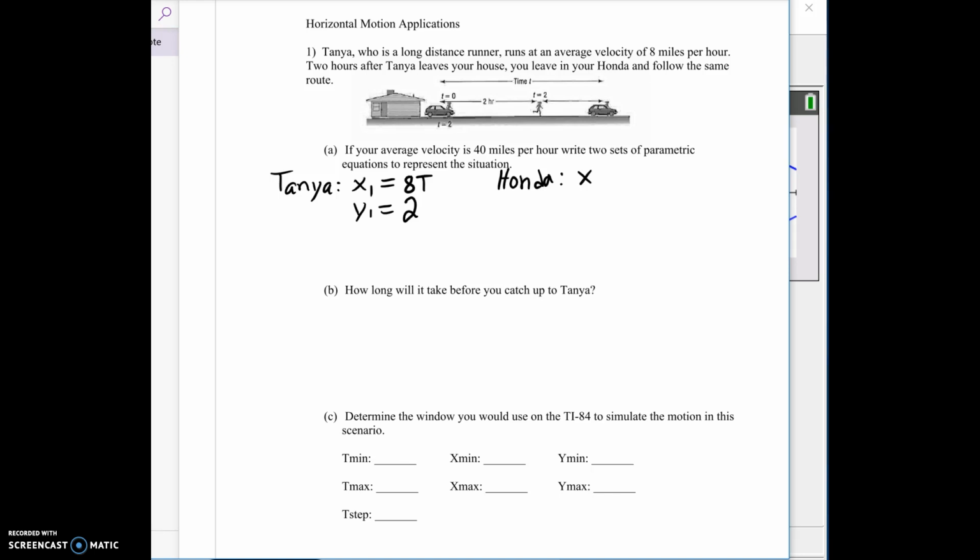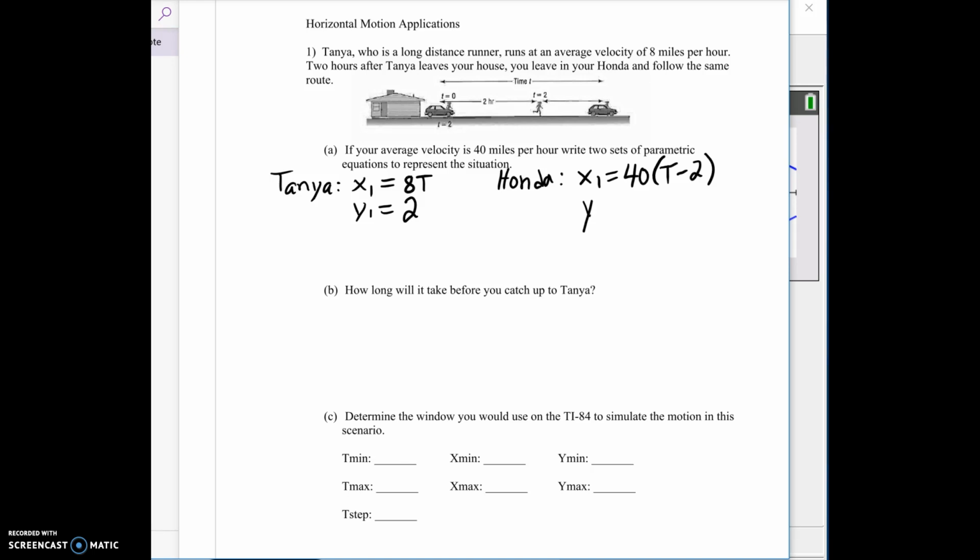Now, it's important when you put in the time, you leave 2 hours later. So time is going to go in the parentheses. Distance is going to go outside. So time 2 hours later. So we do t minus 2 because you don't want your path to start until 2 hours after Tanya has left. So you always do subtraction on those.